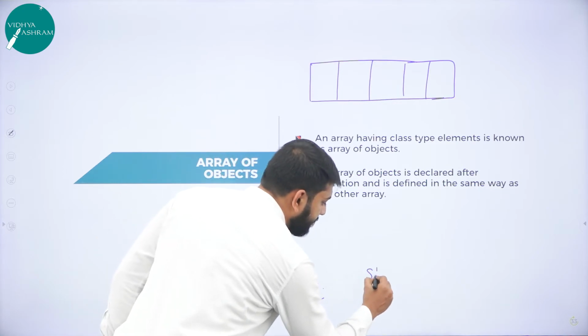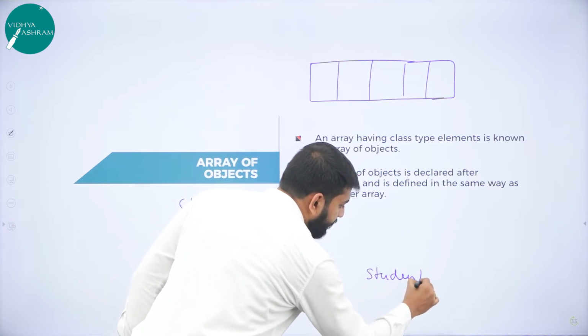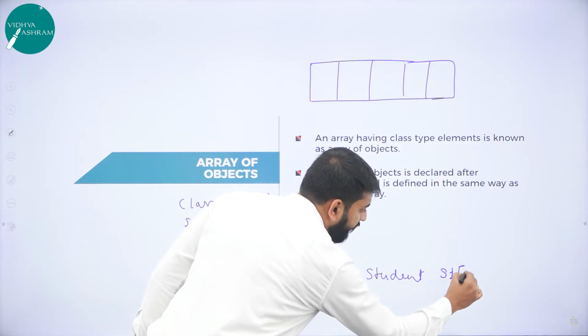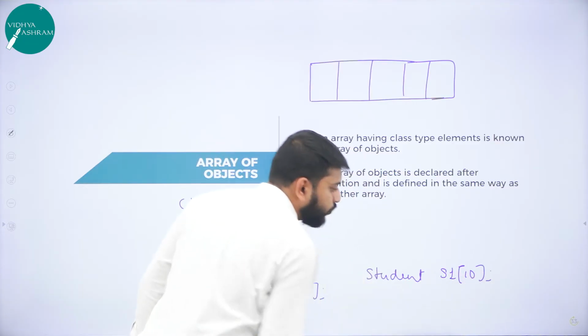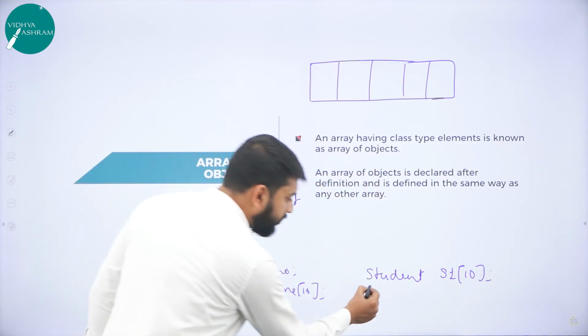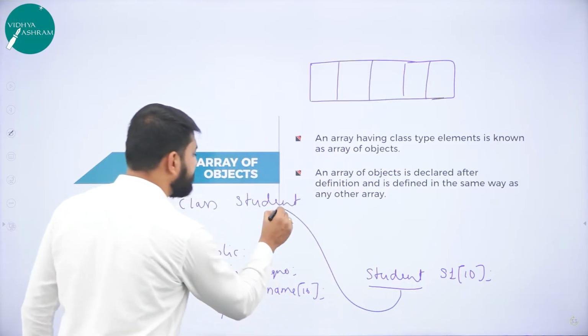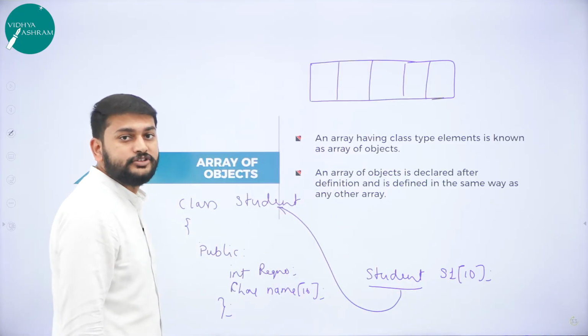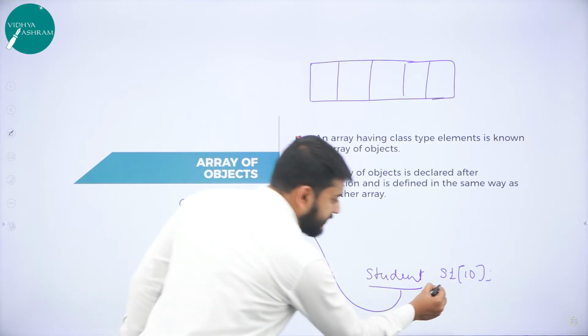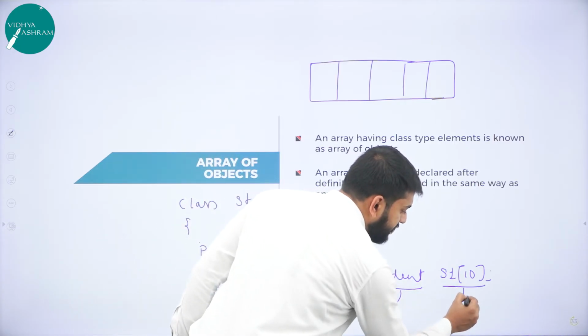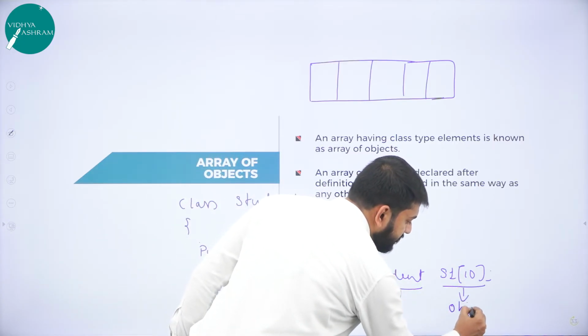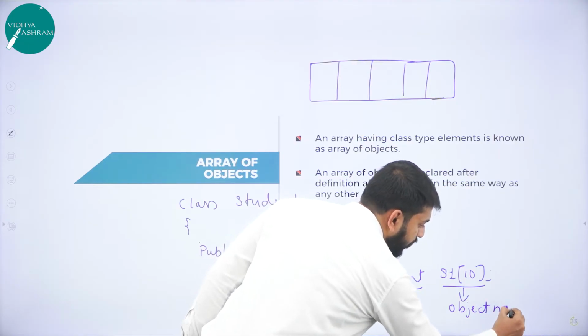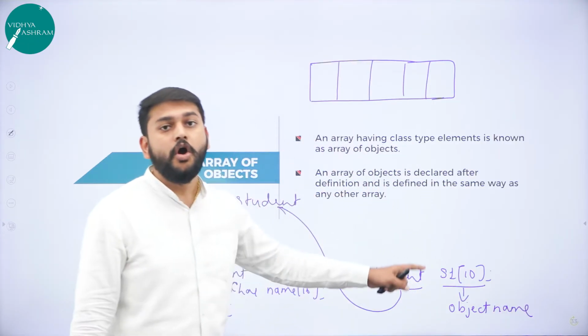So how am I creating it? Student yes[10]. Here, what is student? Student means the name of the class. And yes1 is an object name. That is what you need to remember.